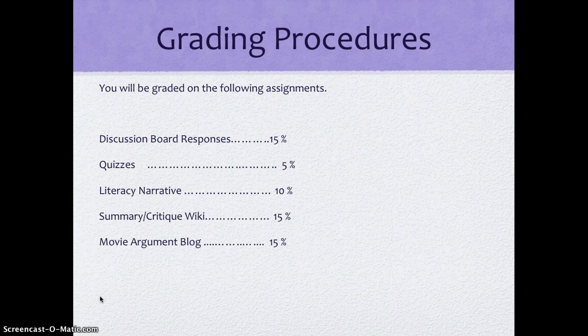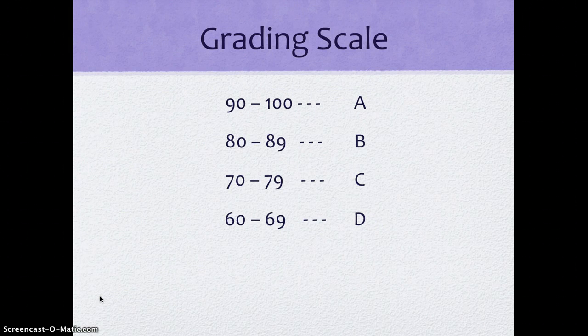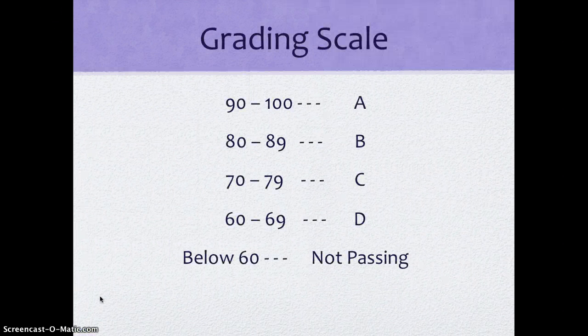As far as grading is concerned, if you're looking for kind of an overview of what we are doing this semester, you can see some of the things you're graded on and the percentages for them: discussion boards, quizzes, literacy narrative, that's your first major paper, a critique wiki and summary, a movie argument blog, a 4-part research paper, and your final exam. The grading scale is not unlike any others. You have it there for you.